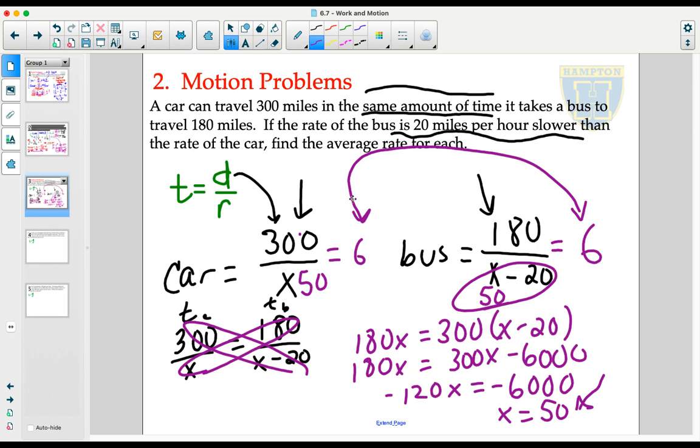So we wrote separate time statements, separate time rational expressions for the two vehicles, and then set them equal to each other because we know that it took the same amount of time.